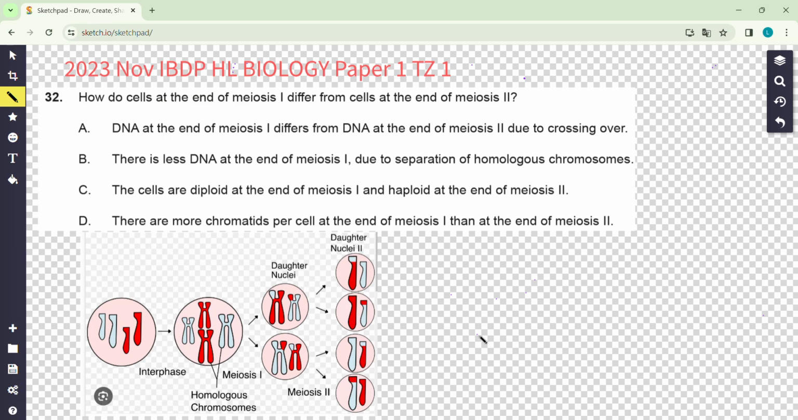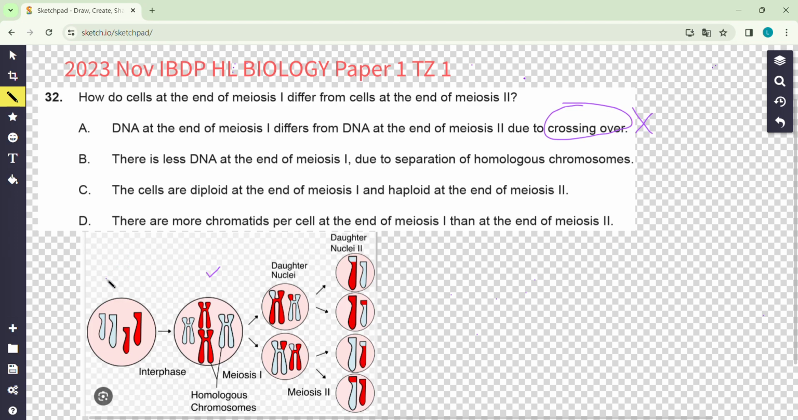Question 32 is about DNA in meiosis. It said that DNA is changed during meiosis 1 to meiosis 2 due to crossing over. It is wrong because crossing over occurs here, not between meiosis 1 and meiosis 2. Second, it said that there is less DNA at the end of meiosis 1.